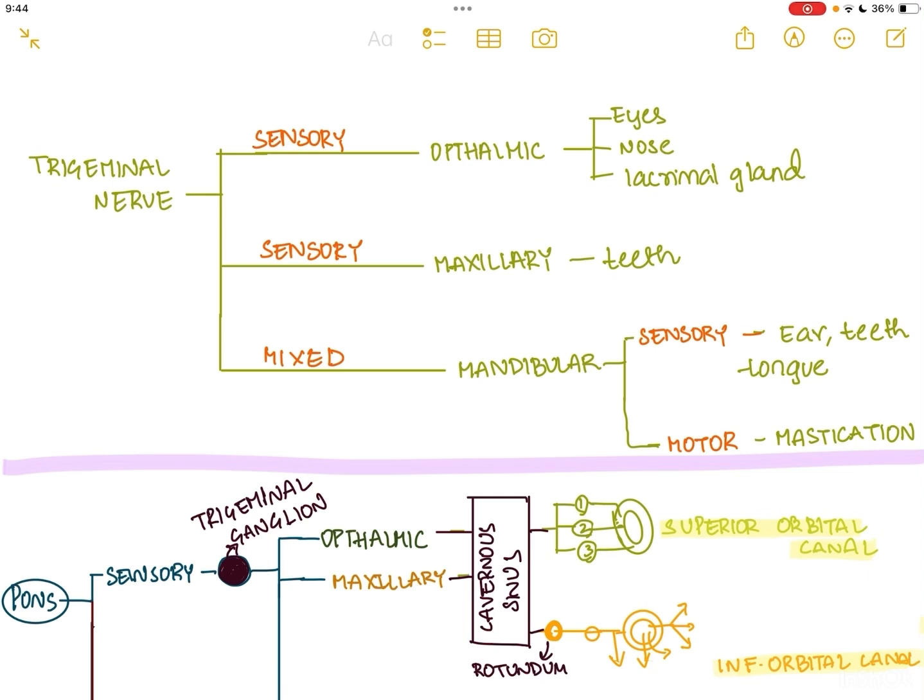The first division, which is the ophthalmic division, supplies the eyes, nose, and lacrimal gland. Maxillary, just by the name, you can imagine it supplies the maxillary part, the jaw, where teeth are present, right? Supplies the teeth. Coming to mandibular, again in the mandibular we have teeth and tongue, right? So it supplies teeth, tongue, and ear. The sensory function supplies the ear, teeth, and tongue. And the motor function applies to the muscles of mastication, which helps us chew the food.